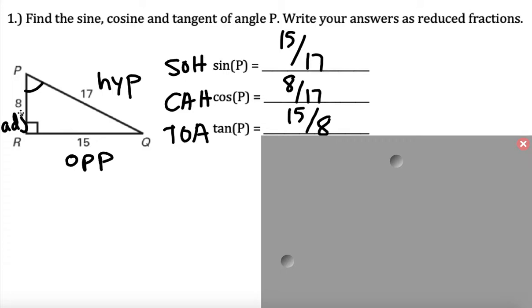So what I'd like you to do here is to try these next 4 examples. You need to label the triangle and write your fractions in reduced form. So hit pause, try the next 4 examples. When you're done, hit play and see how you did.